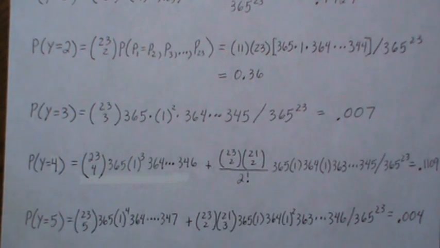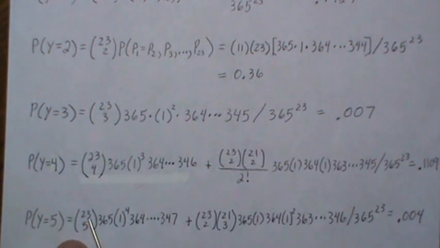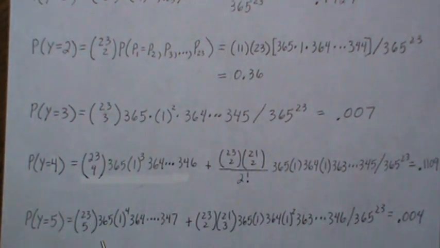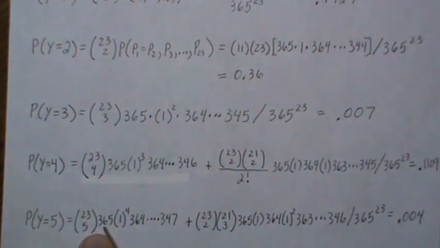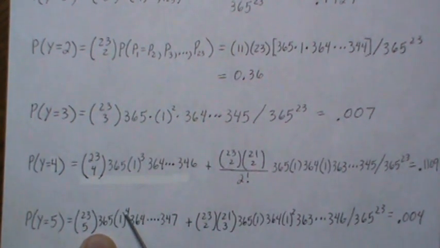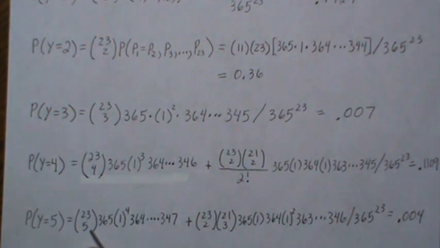With 5, we have that 5 could all have the same birthday, or it could be 2 with one birthday and 3 with another birthday. So those 2 possibilities. And as y increases, it actually gets a little crazier each time. So here, of the 23, choose 5. That means then the probability is 365 for the first person. The next 4 only have one choice because they all have to match.